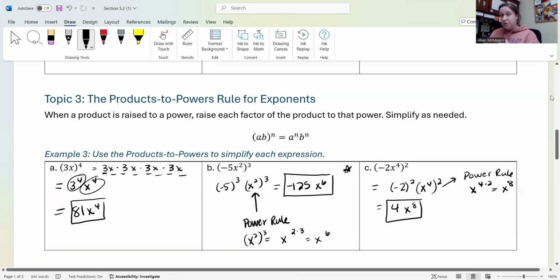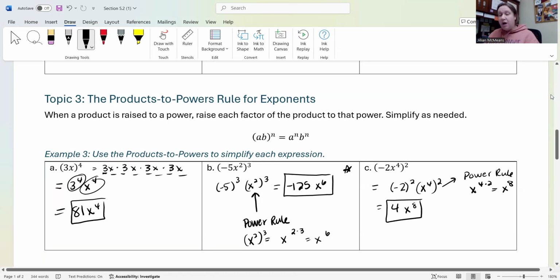You've got the product rule, which just tells you that if you're multiplying two expressions, so think product, multiply, when you're multiplying two expressions with the same base, keep the base, add the exponents. The power rule says if we have some kind of exponential expression that is then raised to another power, we keep the initial base, we multiply the exponents.